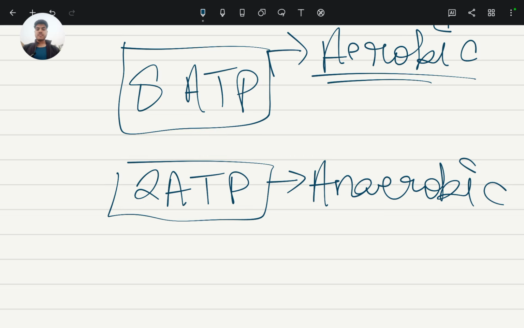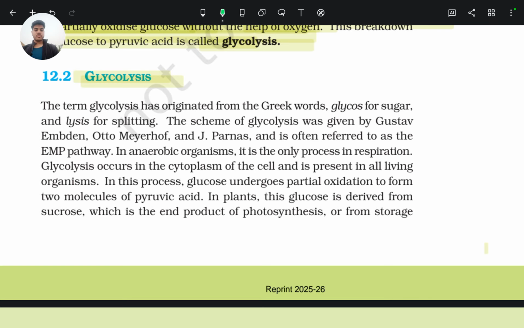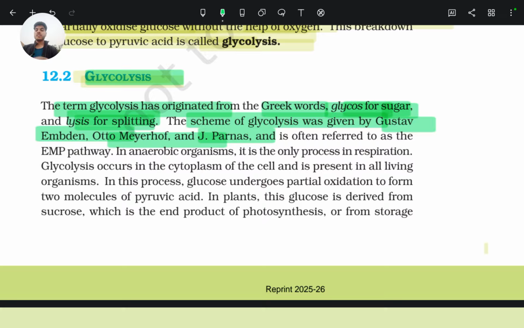Now let's read NCERT of this topic. Glycolysis. The term glycolysis has originated from the Greek words glykos, meaning sugar, and lysis, for splitting or breakdown. The scheme of glycolysis was given by Gustav Embden, Otto Meyerhof, and J. Parnas, and that's why it is also referred to as the EMP pathway.